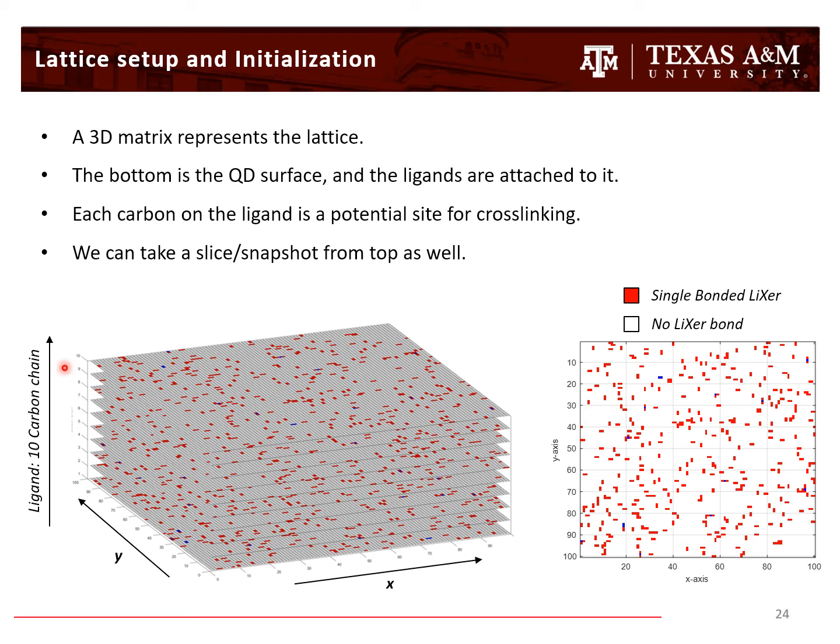As I mentioned, the kMC lattice is nothing but a numerical 3D matrix. So this is our quantum dot surface. This in the Z direction is our ligands. And here you can see a snapshot of these red dots. These are the ligands which are cross-linked with each other, and we can trace this evolution over time.